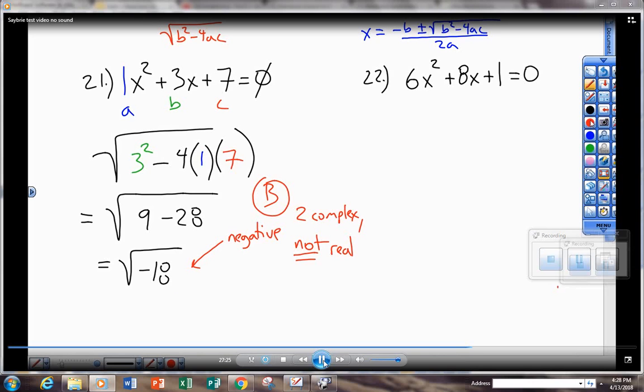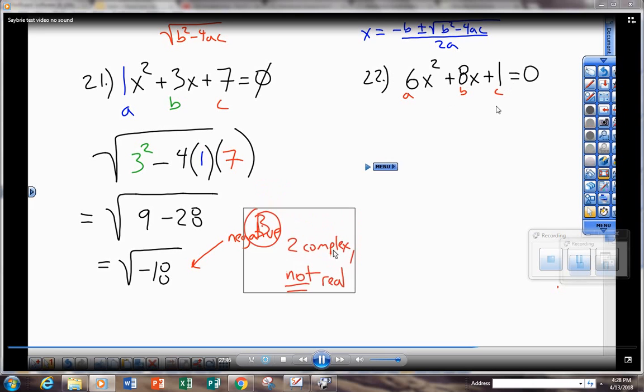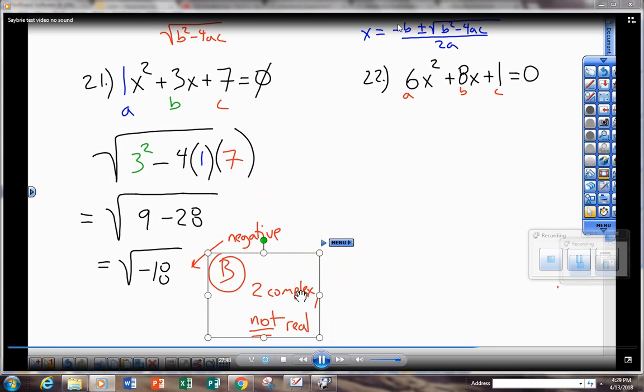Alright, now for the tough quadratic formula. So just bear with me. I think I made a couple mistakes, but I do fix them. I'll talk to you about them a little bit. But remember, quadratic formula: negative b plus or minus the square root of b squared minus 4ac. a is 6, b is 8, c is 1. I'm going to plug all of those numbers into my formula, then simplify the radical and simplify my fraction.